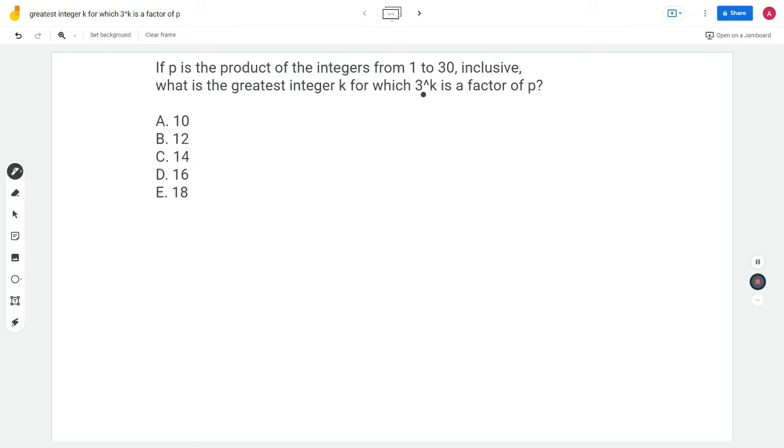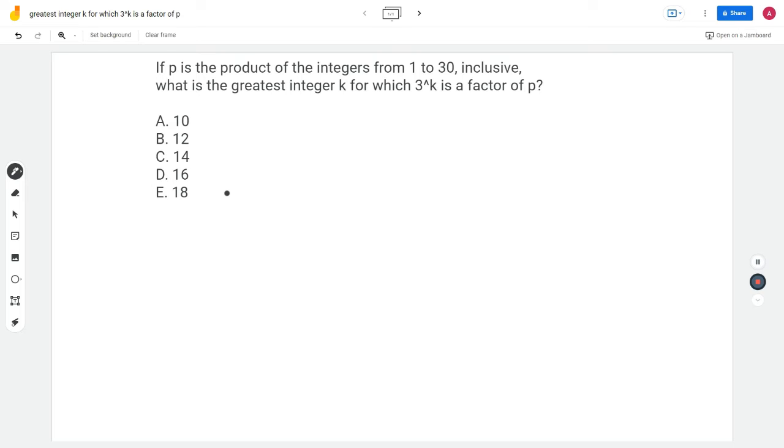So for example, would 3 to the power 2 be a factor of p? Well, sure. 30 factorial would definitely have 2 factors of 3 in it. What we have to figure out essentially is how many factors of 3 are there in 30 factorial, right? Let's say there are 18 factors. So can k be 200? No, right? Would 3 to the power 200 be a factor of 30 factorial in case there are only 18 factors of 3? No. So that's what the question means. What's the greatest integer k for which this would happen? Essentially, what's the highest power of 3 in 30 factorial?